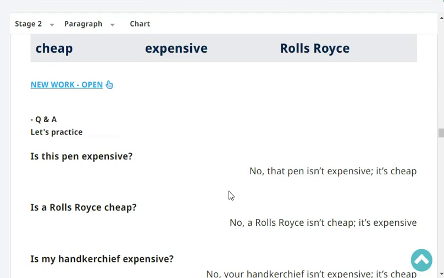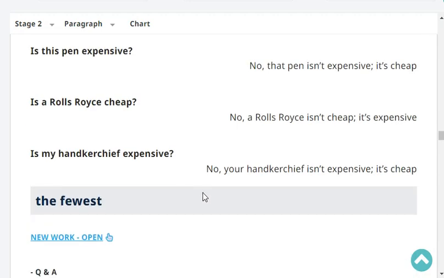Okay, is this pen expensive? No, that pen isn't expensive. It's cheap. Is a Rolls Royce cheap? No, a Rolls Royce isn't cheap. It's expensive. Greg, is my handkerchief expensive? No, your handkerchief isn't expensive. It's cheap.